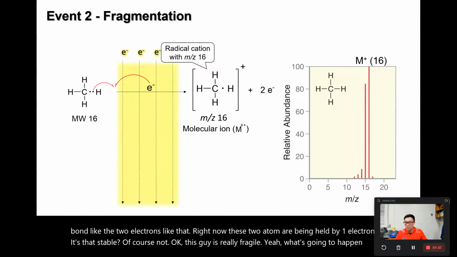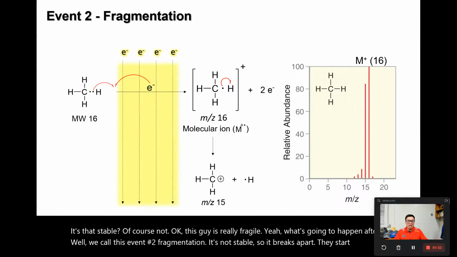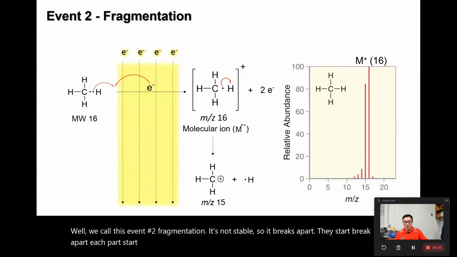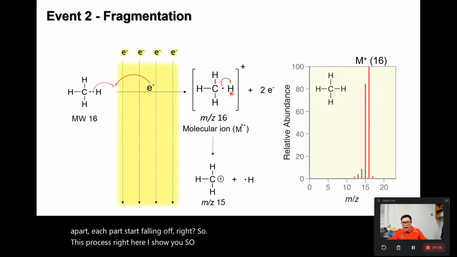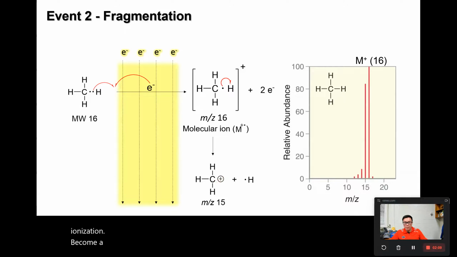Well, we call this event number 2, fragmentation. It's not stable, so it breaks apart. Each part starts falling off. In this process I show you, this hydrogen atom takes away that electron, and this carbon loses 2 electrons total, 1 electron here and another electron from the ionization at the beginning, and becomes a carbocation. So from one molecular ion it breaks apart into 2 species.